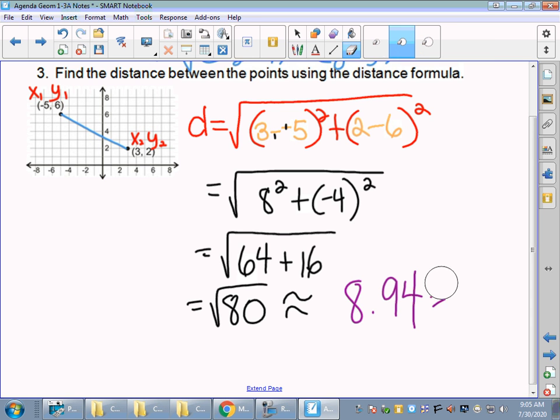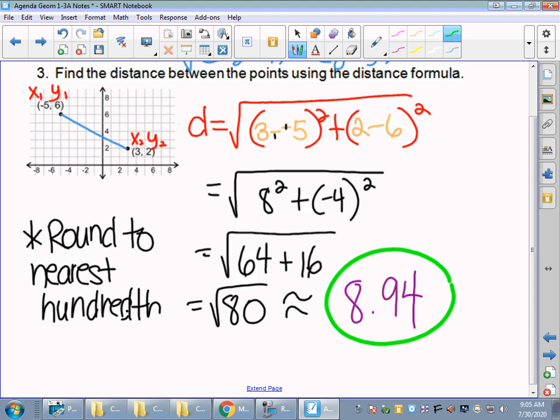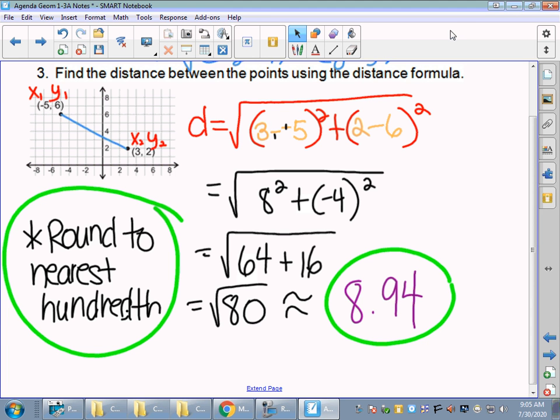Oh, I thought I had segment or points up there. So make yourself a little note. Round to the nearest hundredth. 2 numbers after the decimal. If everybody's rounding the same, we won't have any kind of issue. So round to the nearest hundredth. So the length of that is 8.94 units. So almost 9 units long between those 2 points.